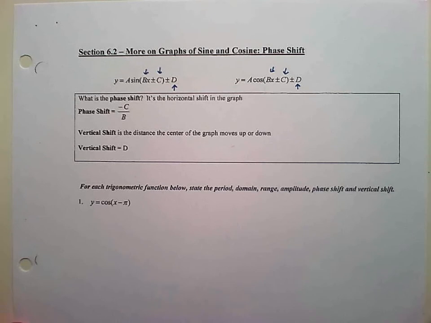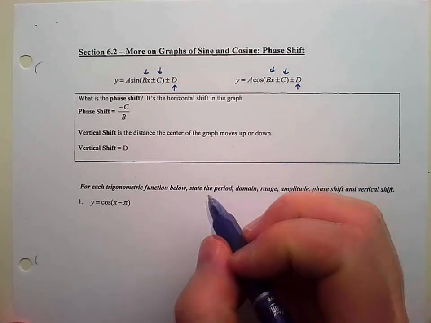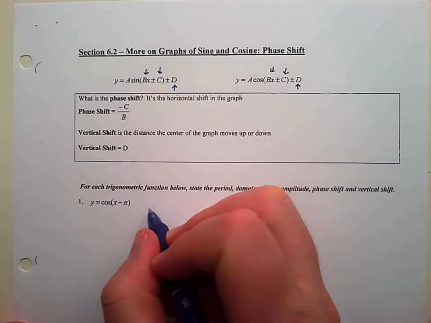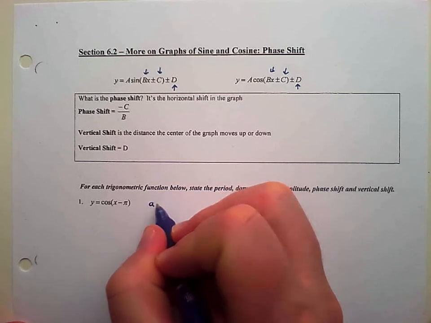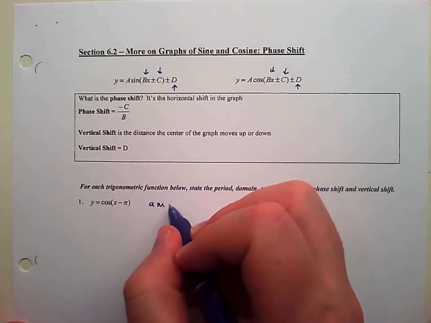Now it's asking us to, for each trigonometric function below, state the period, domain, range, amplitude, phase shift, and vertical shift. Well, the first four are really similar to the examples that we did in the previous section. What's really new in this section is the phase shift and the vertical shift, even though we at least verbally talked our way through the vertical shift in the last section. But let's do it.